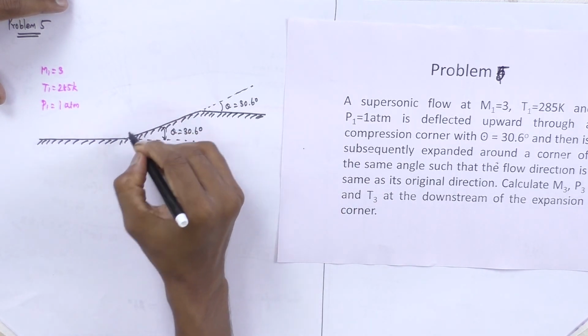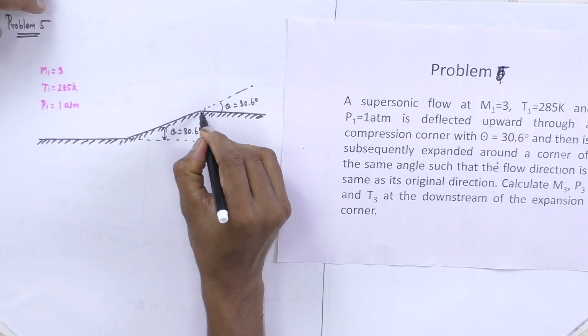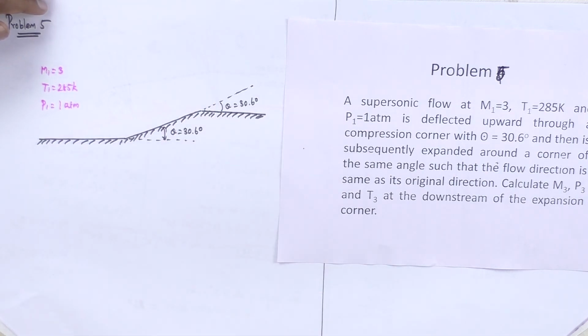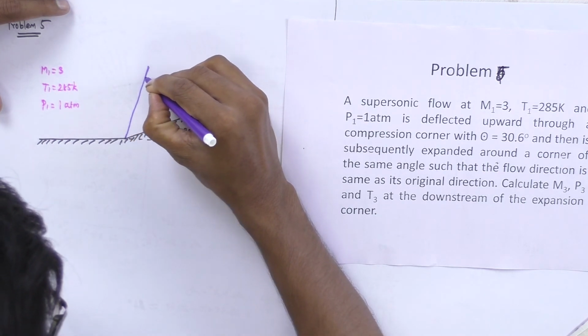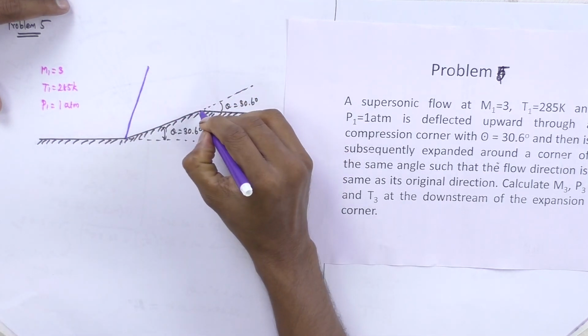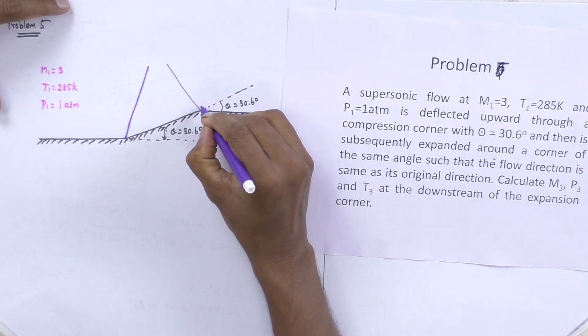So here we will have an oblique shock wave. At this corner we will have an expansion fan. So let's say here we have an oblique shock wave, and here we will have an expansion fan.